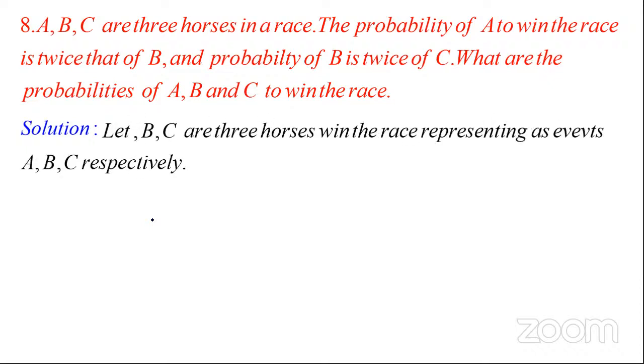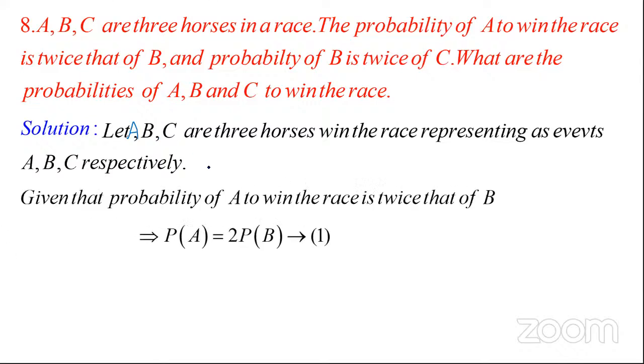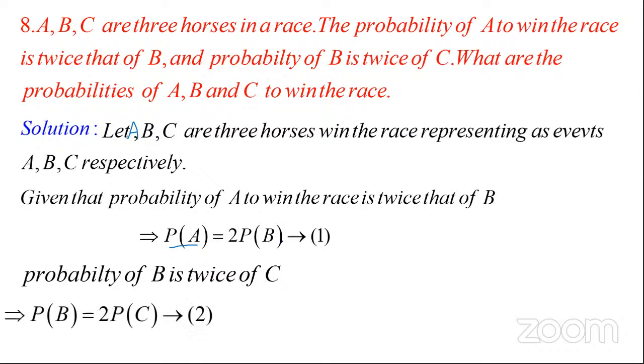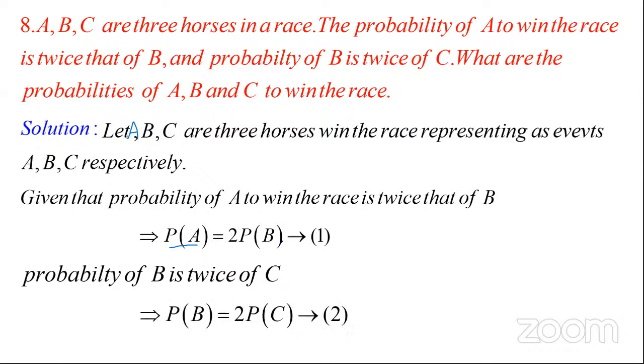Here A, B, C are 3 horses, and winning the race is represented as events A, B, C respectively. Given that the probability of A winning is twice that of B, P of A equals 2 into P of B. That is equation number 1. The probability of B is twice the probability of C, so P of B equals 2 P of C. That is equation 2, from the data.